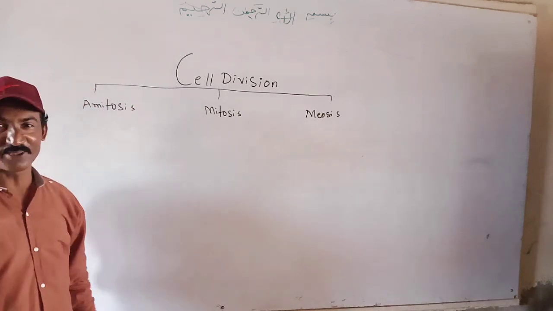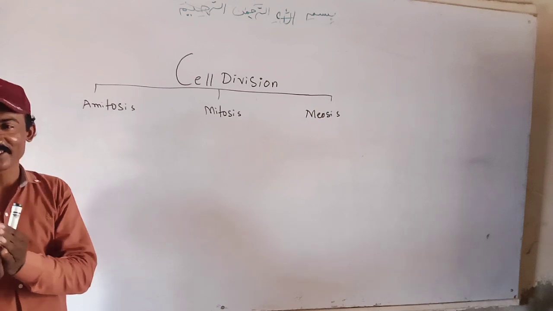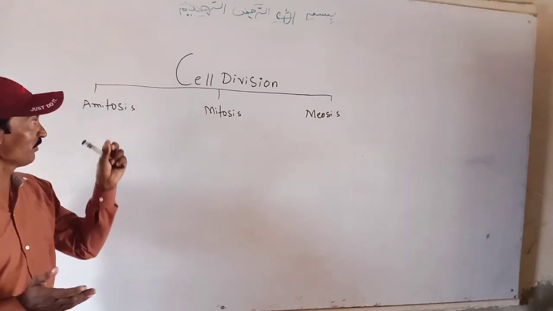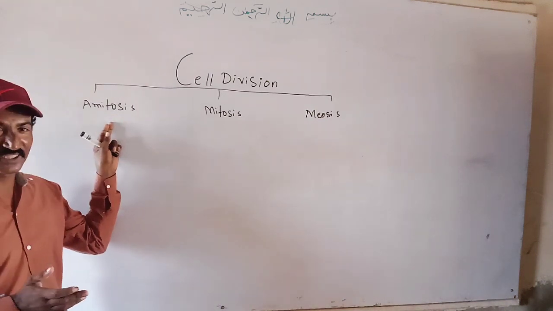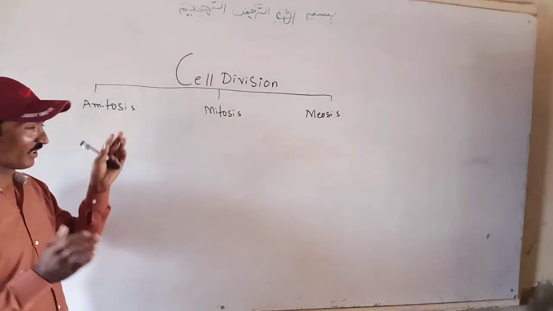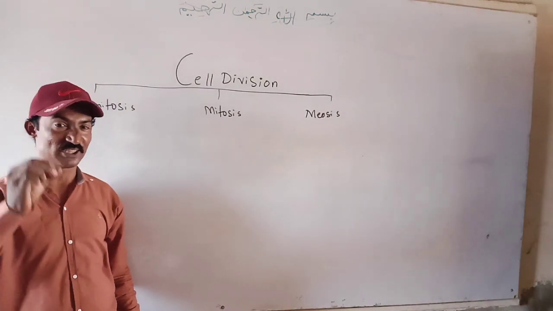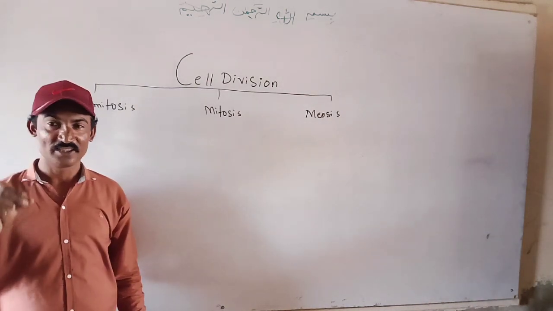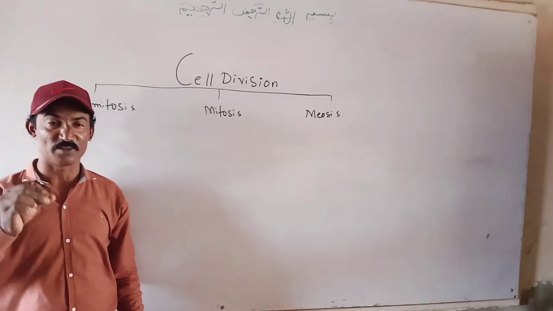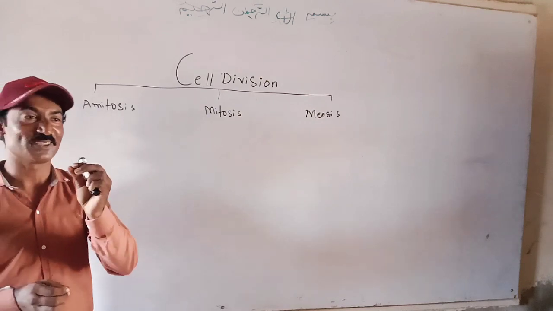The first one is amitosis. "A" means without mitosis thread, and without thread formation, or without spindle formation, is called amitosis. Amitosis is also called direct cell division. Why is it called direct cell division? Because in it the spindle cannot be formed. That's why amitosis is called direct cell division.